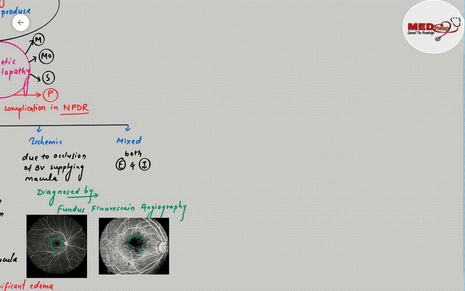So far we have completed the first complication, that is diabetic maculopathy. Now let's move into the complication of the proliferative stage.